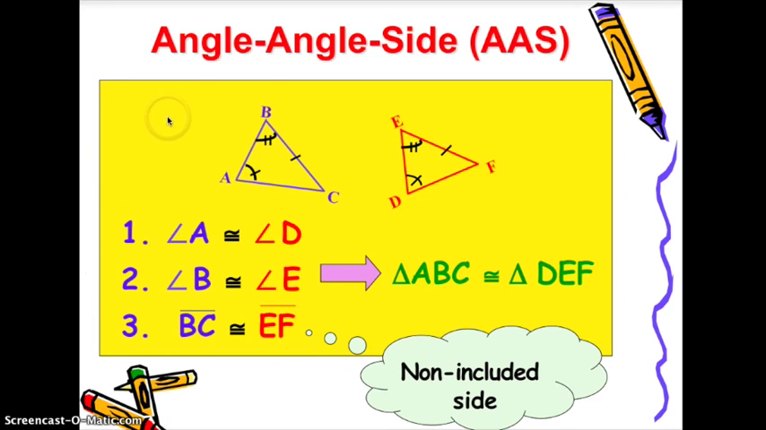So the next congruence statement is angle, angle, side. The difference between this one and the previous one is now we have two angles, but the side is not between the two angles. We have angle, and then we have a side on the outside. So look at how that looks on these triangles. A marked equal to D, B marked equal to E, and then BC marked equal to EF. So we have a non-included side.